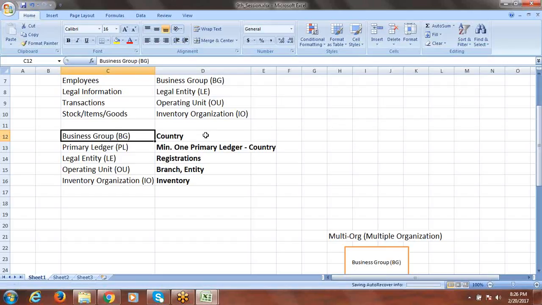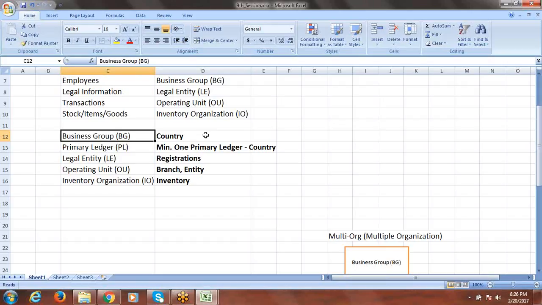Any other questions? Yeah, I have one more question. When you are referring to registration, is that nothing but the tax registration number you are referring to, right? Yeah.